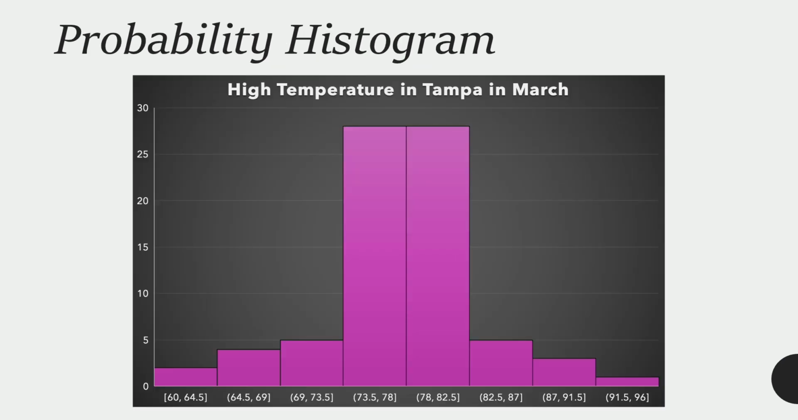A probability histogram is much like the histograms you've seen before, but now your vertical axis will be the probability. In this example, pretend those are percents. I did not convert them to decimals, but your possible values, in this case I have a range of values across the x-axis for temperature, and the probability of that day's high temperature falling in that range is given by the percent going across the vertical axis.